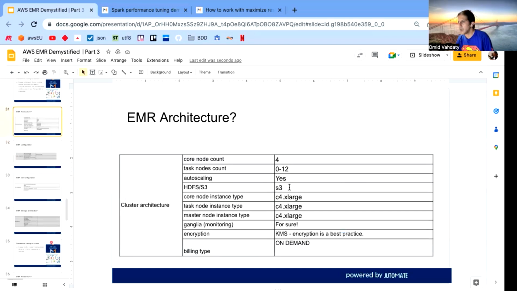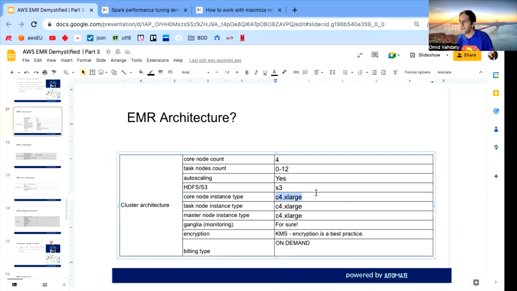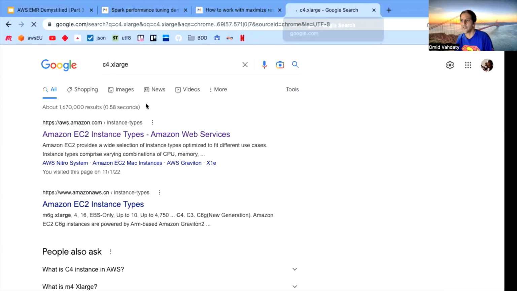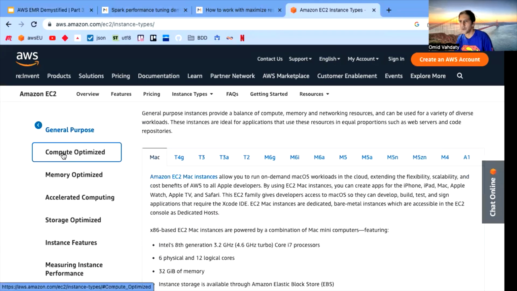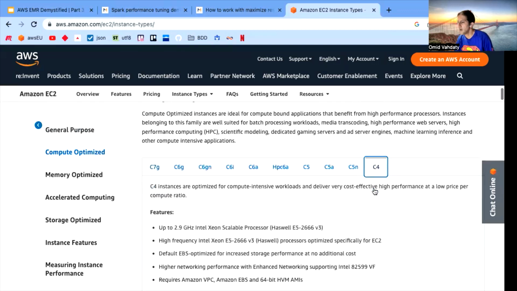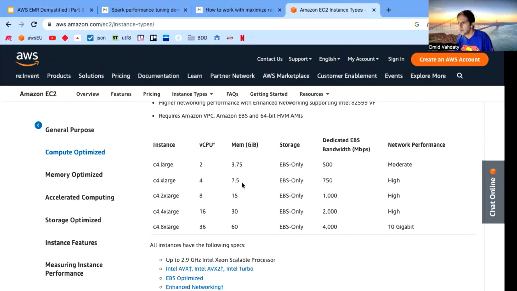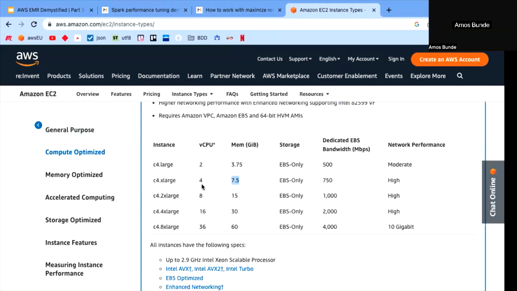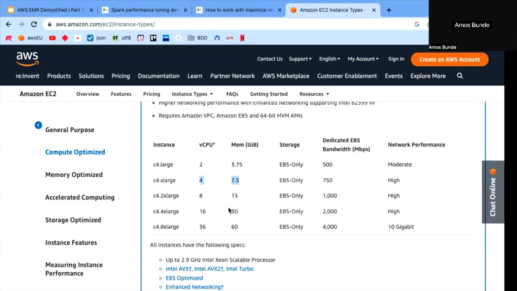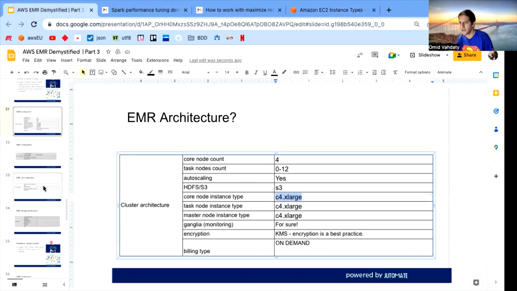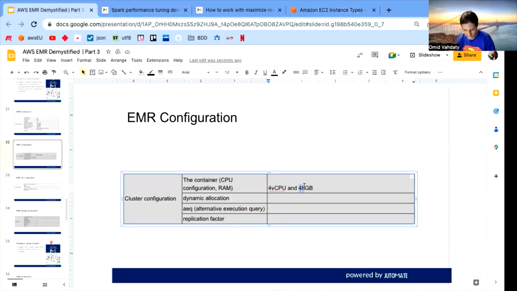Okay, but let's be sure. We talked about C4 instances, and we want to check the spec of C4. So let's talk about compute optimized jobs, C4. Extra large, we have only 7.5 gigs and 4 vCPUs. So we cannot go over this. Okay? We're getting places. This is good work, guys.